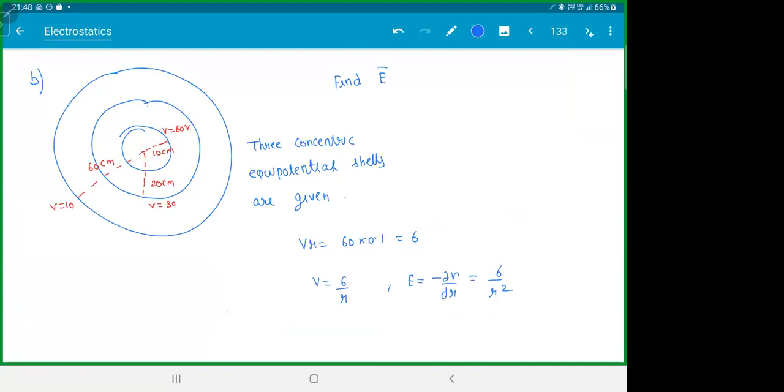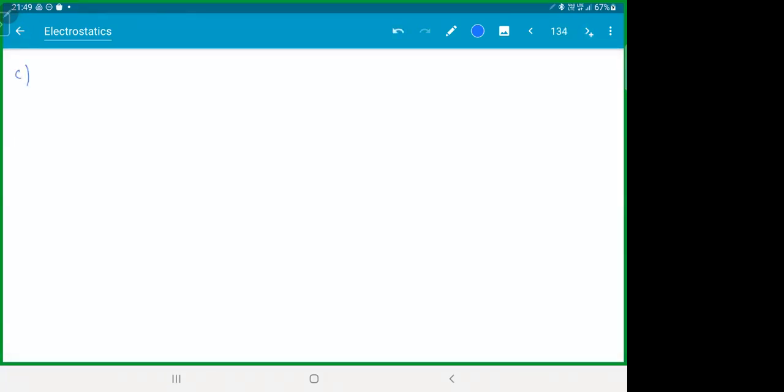So that is the field. And what is the direction here? Direction will be radially outward, because in the direction of the field, potential decreases. Clear? Easy? Got this? Trisha? Clear? Brinda, got this? Divyanshu, clear? Next one.